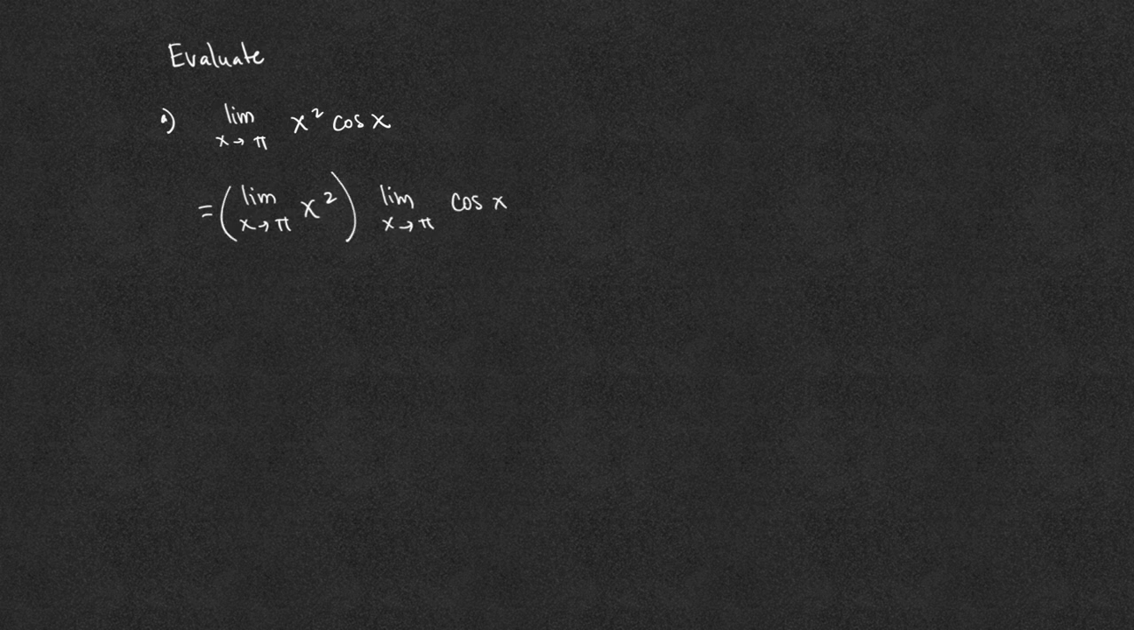The limit of the first factor times the limit of the second factor. As x goes to pi, x squared goes to pi squared. And as x goes to pi, cosine of x goes to cosine of pi. But cosine of pi is -1, so this limit is -pi squared.